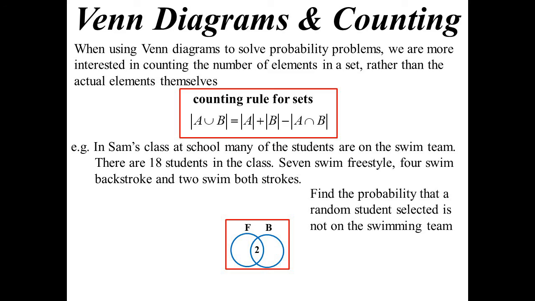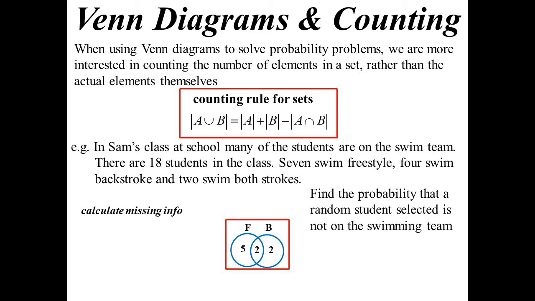So they swim both. Now, they also told me 7 swim freestyle. So there must be another 5 in the freestyle set. And we've been told 4 swim backstroke. So there must be another 2 in the backstroke set. So that adds up to, what's that? That's 9. But there are 18 students in the class all up. So there must be another 9.